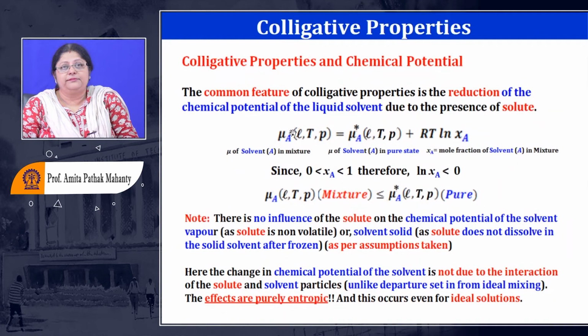Obviously, for the solution, it is going to be the chemical potential of the solvent in the pure state at the same temperature and pressure, plus RT ln of the mole fraction of the solvent added in the solution mixture, times the mole fraction of the solvent. That, plus the chemical potential of the pure solvent, gives you the chemical potential of that species.